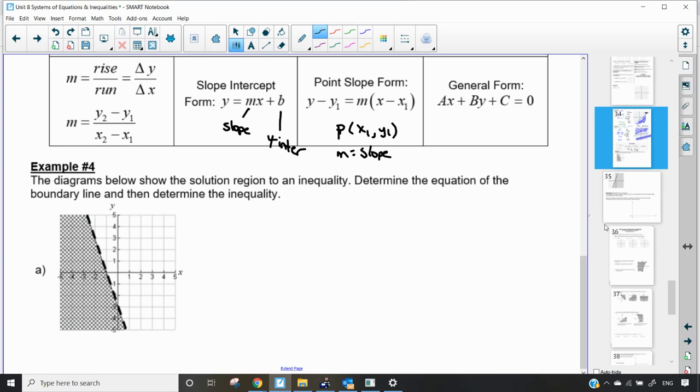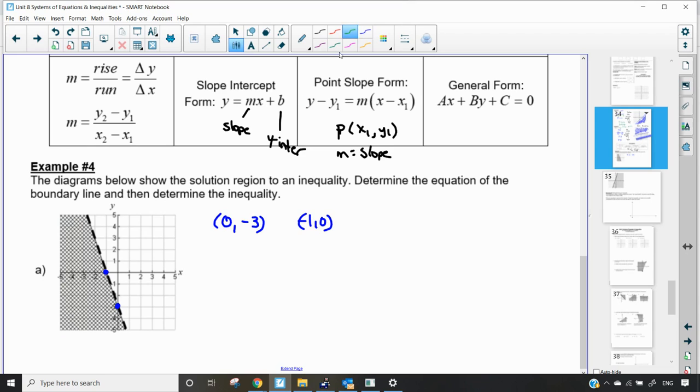All right, so the diagrams below show the solution region to an inequality. We're asked to determine the equation of the boundary line and then determine the inequality. And so we're going to start off by finding the equation of that line. So taking a look at some points here, we know that our y-intercept is happening at (0, -3). And we have another point here at (-1, 0). So that's our x-intercept.